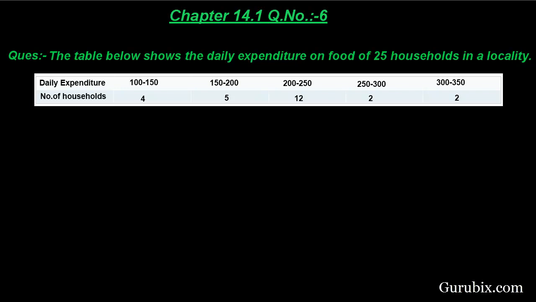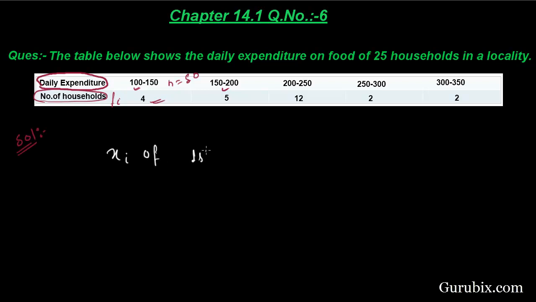Welcome friend, this is question number 6 of chapter 14.1. The question says that the table below shows the daily expenditure on food of 25 households in a locality. In this table, the first row is daily expenditure in rupees, which is in the form of intervals of class size 50, and the second row is number of households, which is our fi. Now let's find the solution.